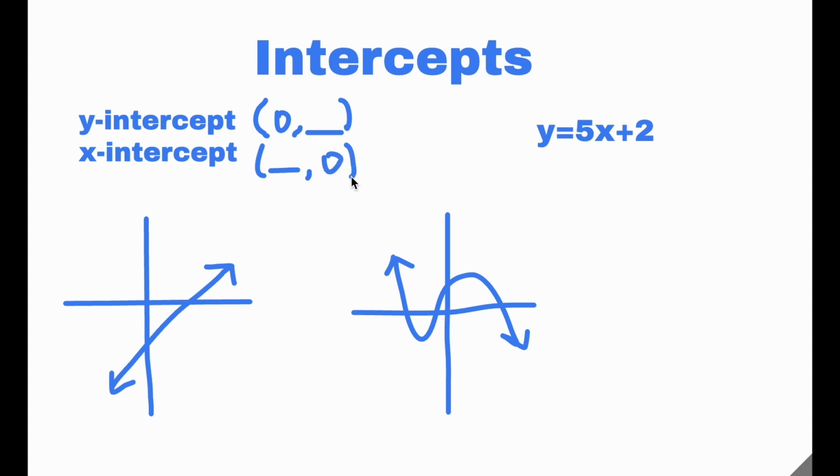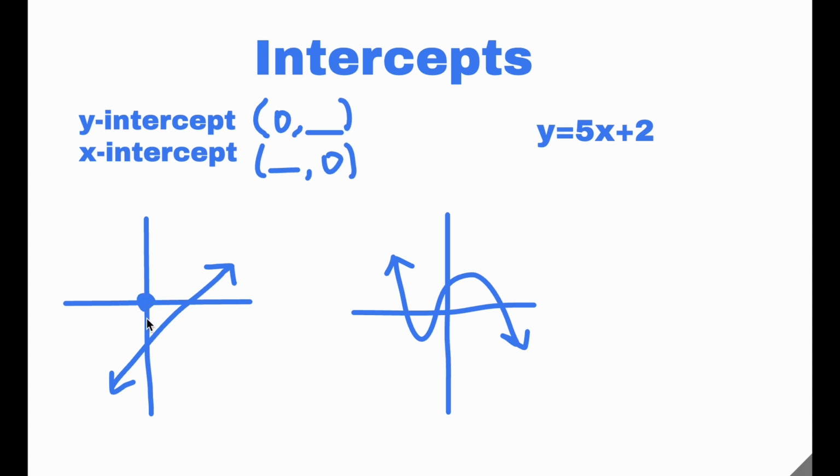So if we want to look at some examples of this on a graph, we know earlier, like I said, that our y-intercept is going to be where x equals 0. So if we find x equals 0, we know that x equals 0 at this point on the graph.